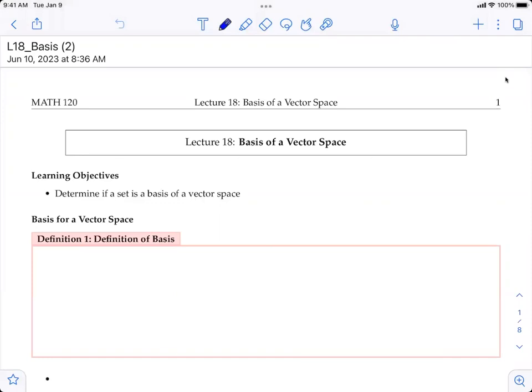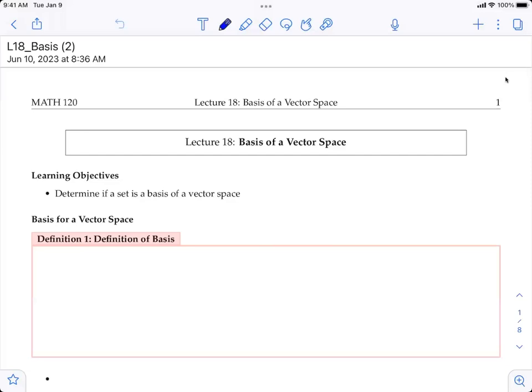What if we want to go the other way? Now, the question is, can we find a set of vectors that describe the space? Then the set of vectors that we look for is called a basis for a vector space. In order to show that a set of vectors is a basis for a vector space, we need to show two things. First, the set has to span the entire vector space. That means we need to show the set of vectors is a spanning set. And second, the set is linearly independent.